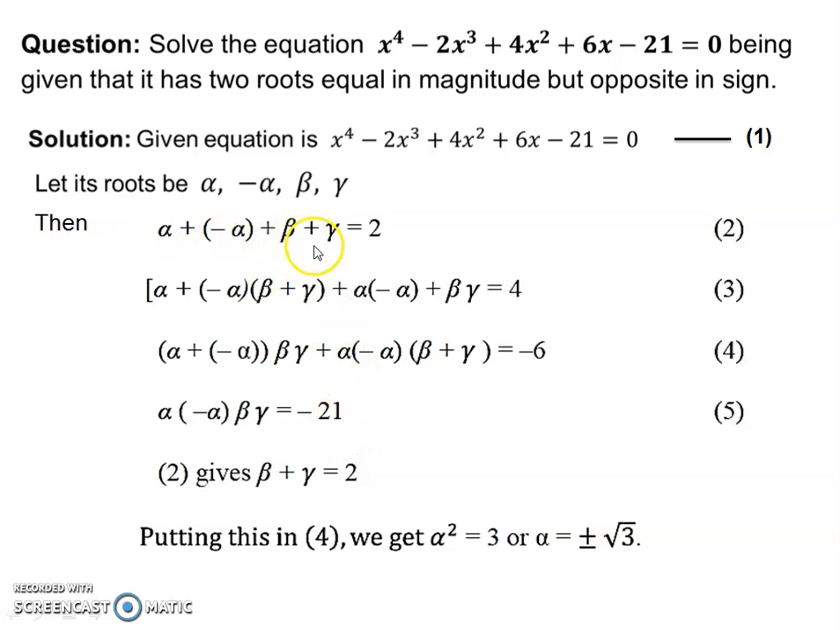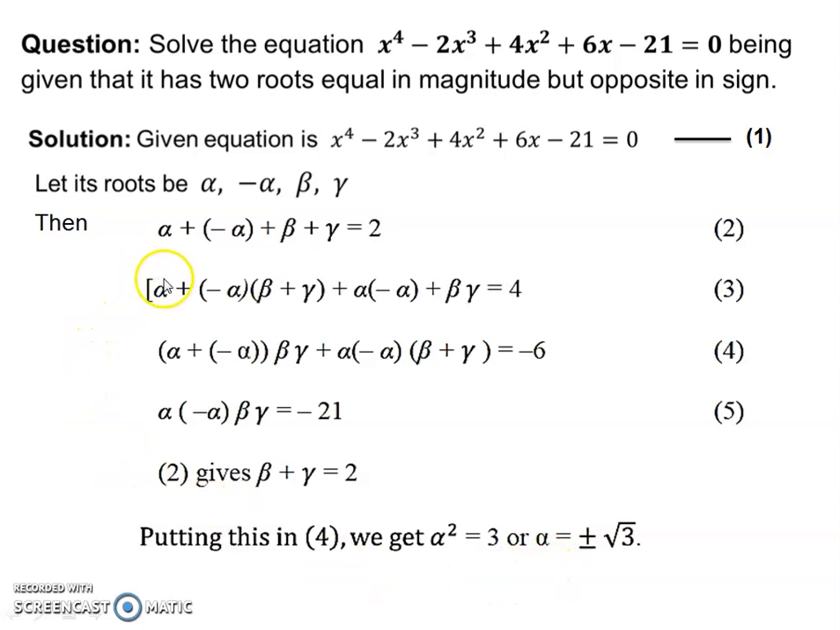From the second equation, we can see that since alpha and minus alpha sum to 0, beta plus gamma is 2. Substituting this value in the fourth equation, I am left with this term as 0 and here beta plus gamma is 2. So minus 2 alpha square is minus 6. So alpha square is 3, which gives us alpha is plus minus square root of 3. So now I have the value of alpha.